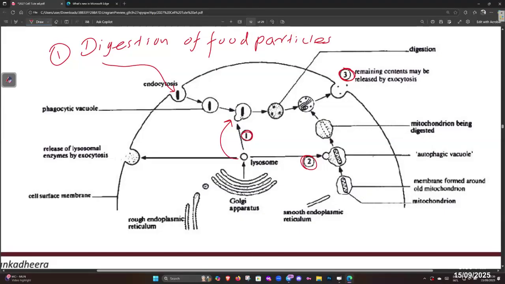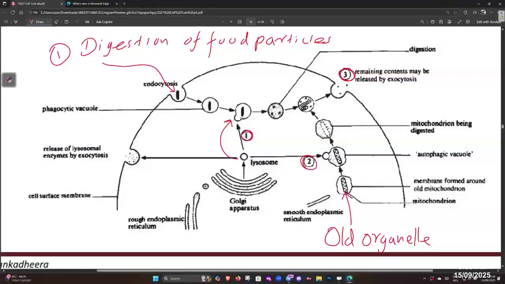Digestion of food particles received by endocytosis. That's number one. Second one, autolysis causing cell death. Now, what happened here? An old organelle.